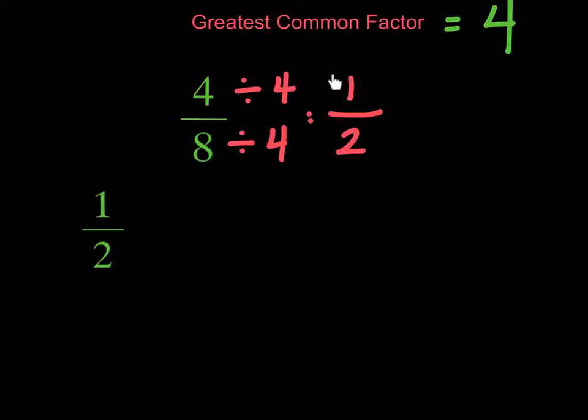Now, in order to know for certain that I have found the simplified form, I have to look at my numerator and denominator. And if the only factor that they now have in common is a 1, then I know that this is the simplified form. However, if I find that there is another factor they have in common, then I can simplify it even further.